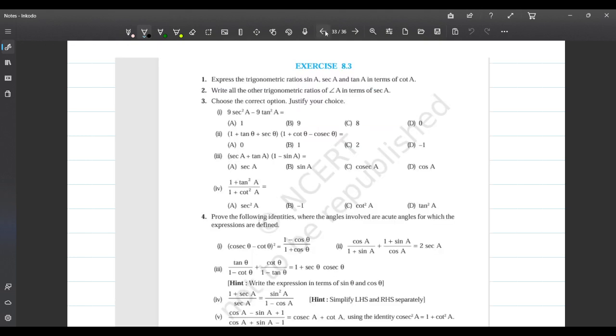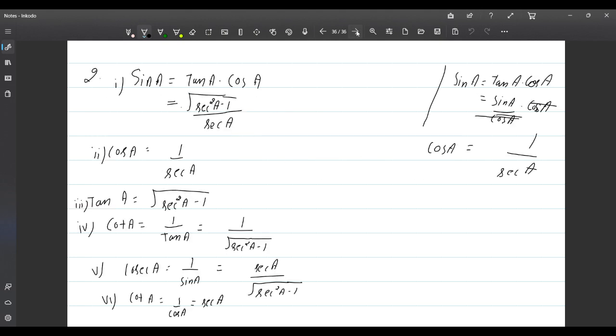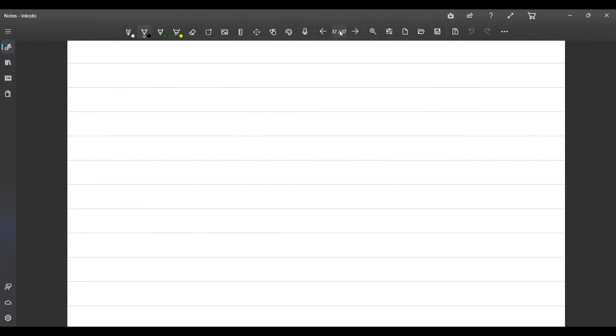Now move to the third question. Choose the correct option and justify your choice. We have to choose one option and we have to justify our answer. So the first question is 9 sec square A minus 9 tan square A is equal to. We have to determine this. So let's begin question number third.